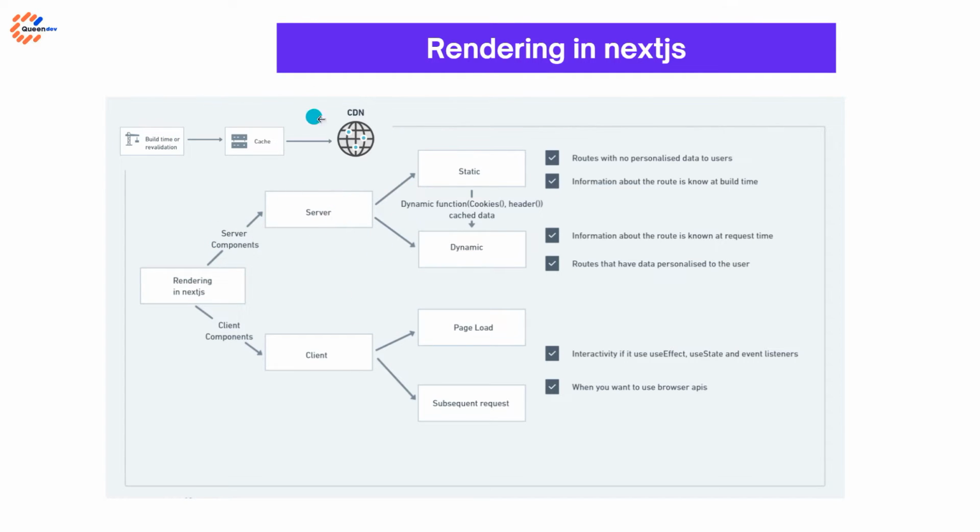So on the server, rendering can be further divided into two. Actually there's one more, but it's not included here. It's going to have its own section just because of the way we're going to be writing our code. We have static and dynamic rendering.